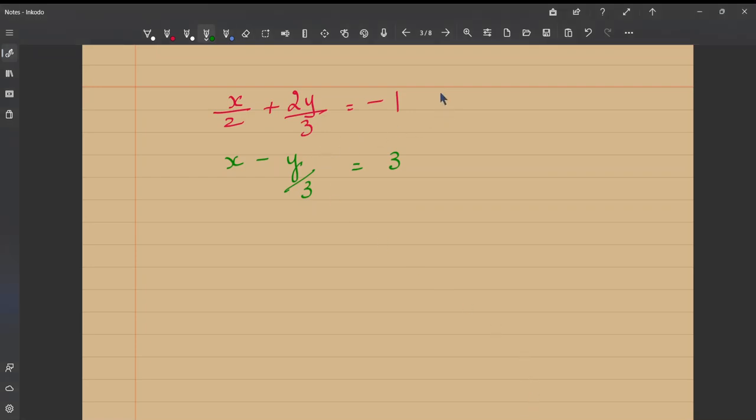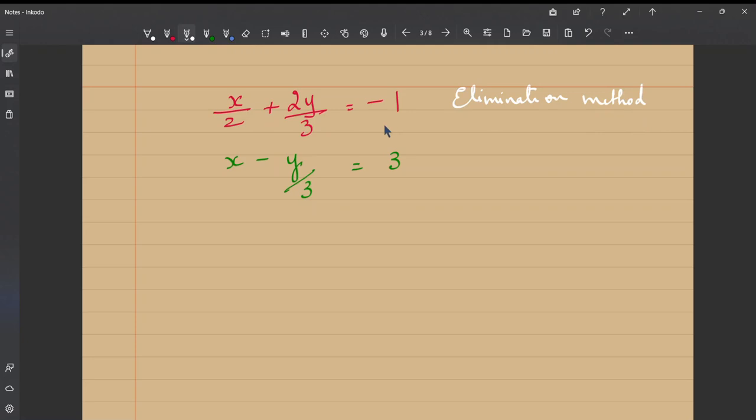Hello children, let us solve this pair of linear equations. Let's solve for x and y, and the method we are going to adopt now is the elimination method. Of course, any method can be used to solve this pair of equations. We can also use the substitution method or try to plot it graphically, but this is just an example of how to go about the elimination method.